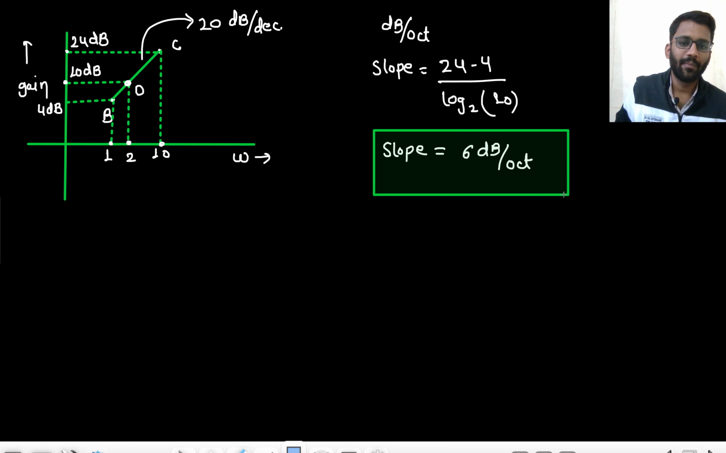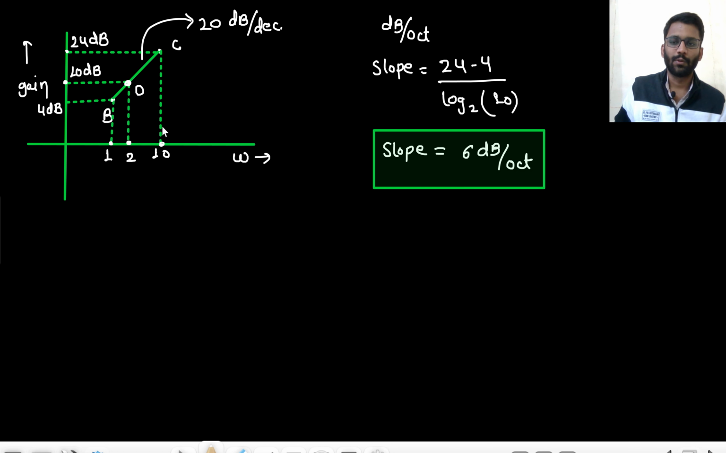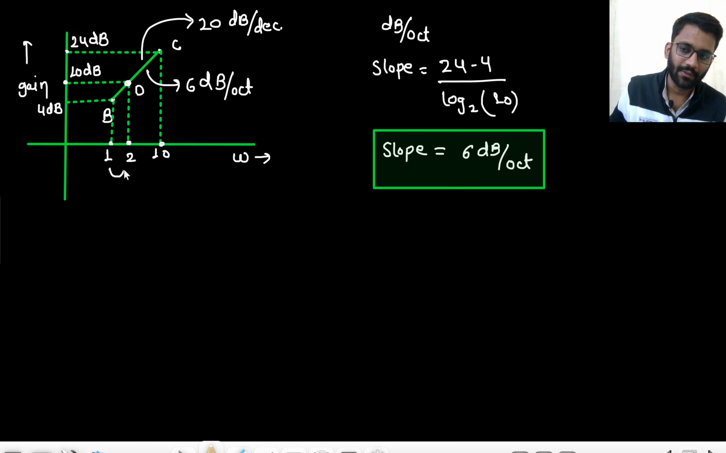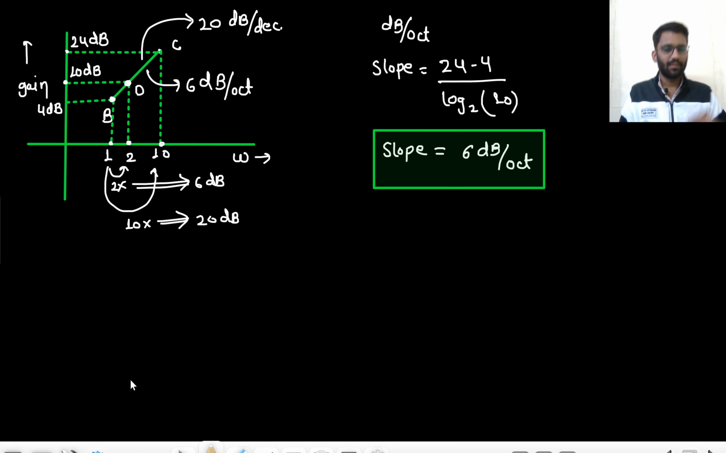I just wanted to show you the meaning of this slope. What is the meaning of the per octave? That means if you double the frequency, 2x, you will increase 6 dB, and if you get 10x the frequency, you will increase 20 dB. So both are the same thing only. Got my point?